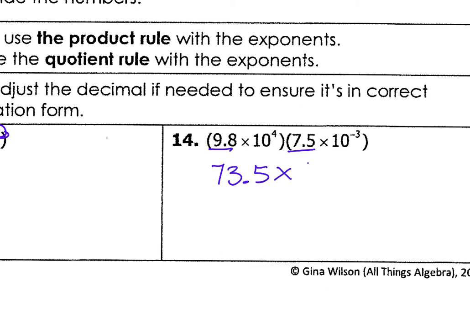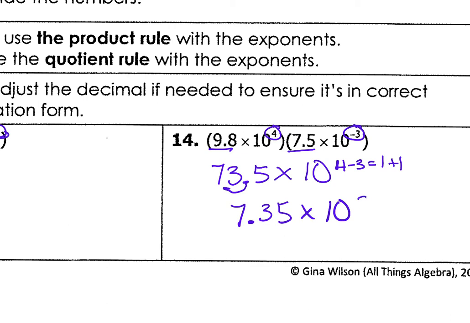Okay, times 10 to what power? What's 4 plus a negative 3? Negative 1 or negative 7. 1. You add your exponents, right? So, if you want to show your work, 4 minus 3, which equals 1. Okay. No, it's not. It has to be 7.35, right? This became smaller, so this needs to get bigger. So I have to add 1 to that, right? 10 to the second power.